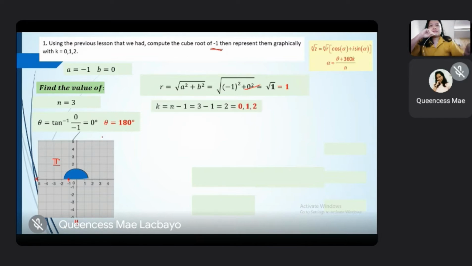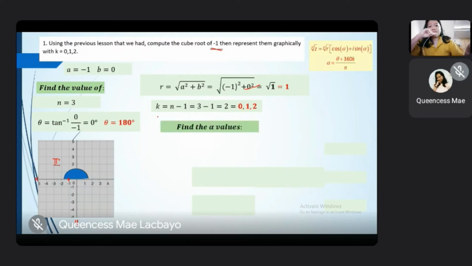Next, the k. The k has a limit. Since k is given, we only need to solve for the limit. So n minus 1, 3 minus 1, since our n is 3, is 2. So 2 is our limit. We start at 0, so 0, 1, and 2. That is our k.